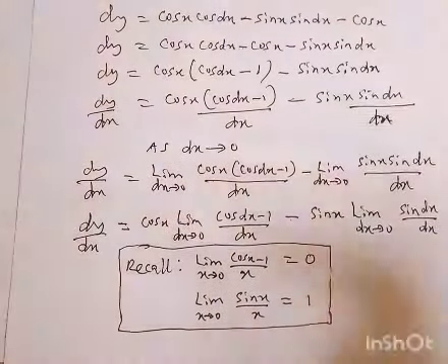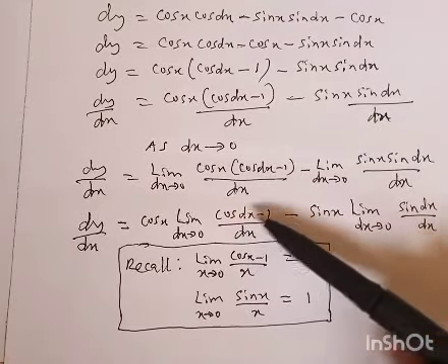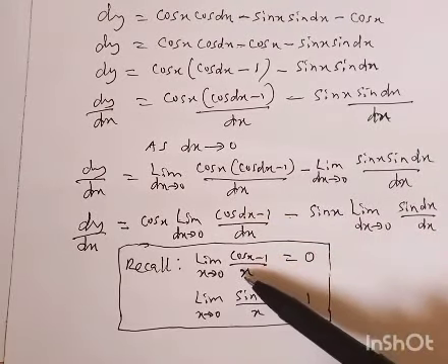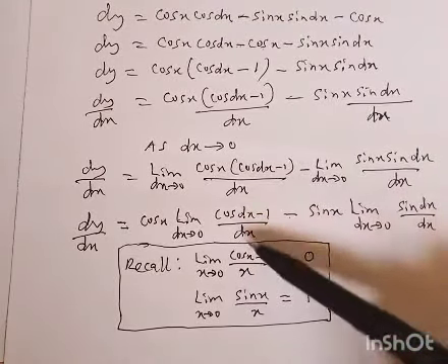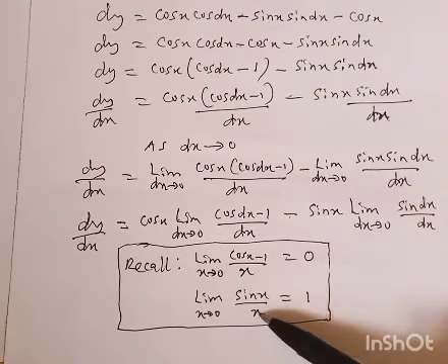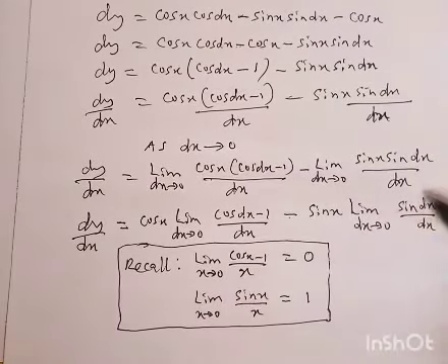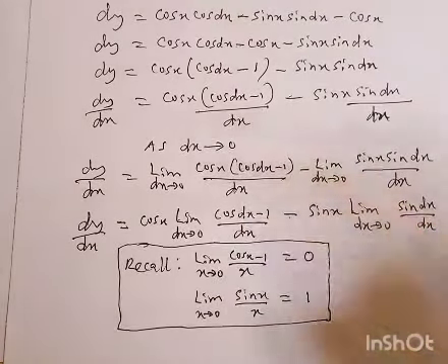Why do we say that? Because this one is similar to this. This is cos dx minus 1 over dx, and this is cos x minus 1 over x. So this one and this one are similar. This one is dx over dx, this one is x over x, sine over sine. So this one also is similar to this. So the whole of this one is 1, and the whole of this one is 0.